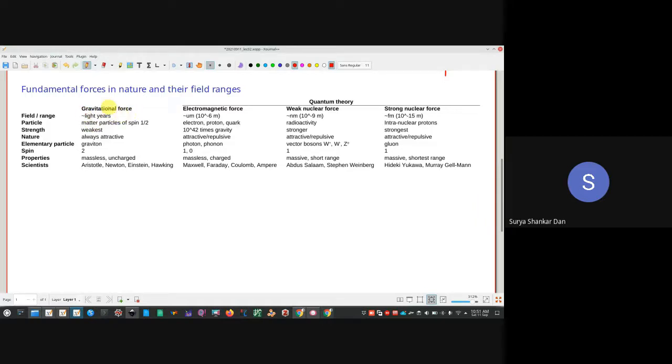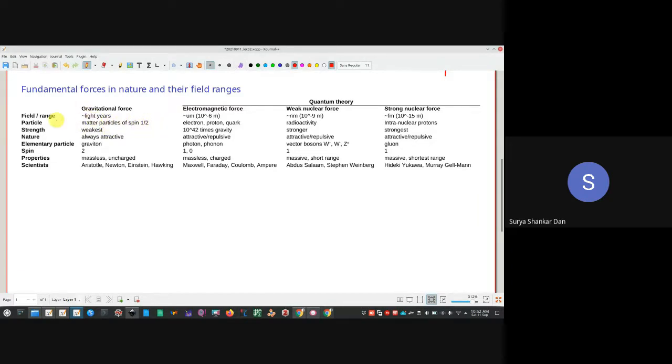Now the gravitational force will act on matter particles. The property of the matter particles which it acts upon is the mass. The matter particles, as I said, will always have spin half. So all matter particles have spin half. But matter particles will have different properties. For example, electrons are charged particles, but they still have some mass. So mass is the fundamental property. The property of the particles which gravitational force acts upon is the mass, and all these mass particles essentially have spin half.